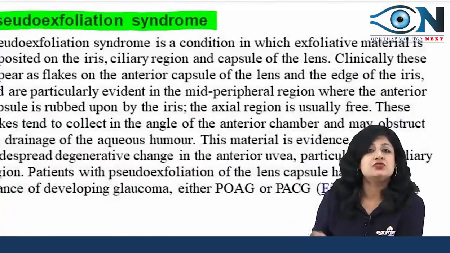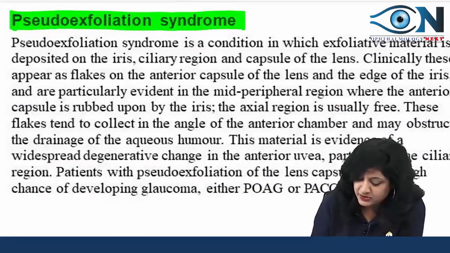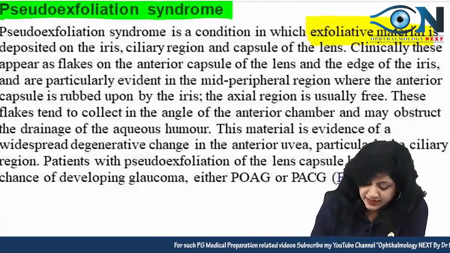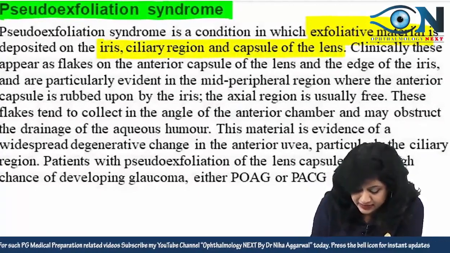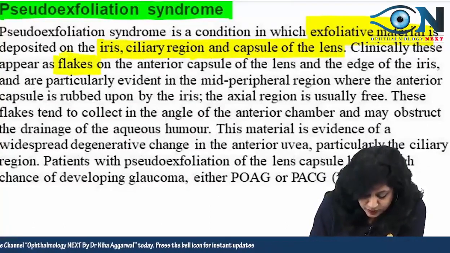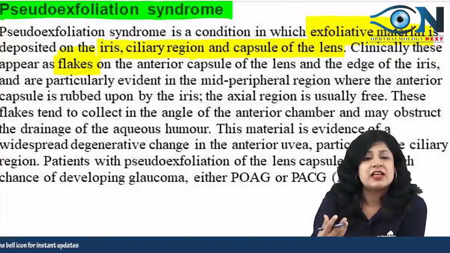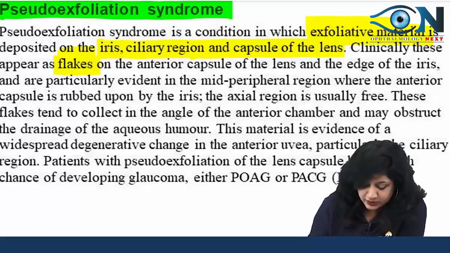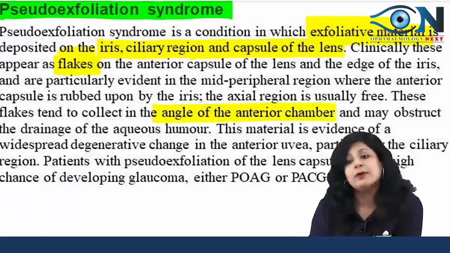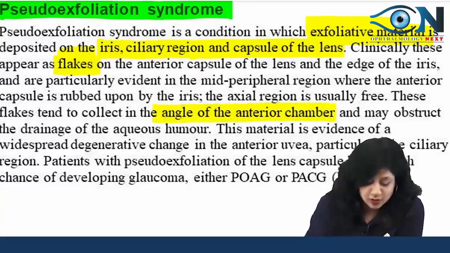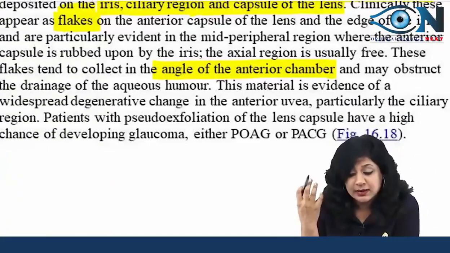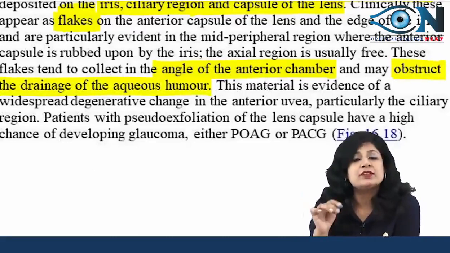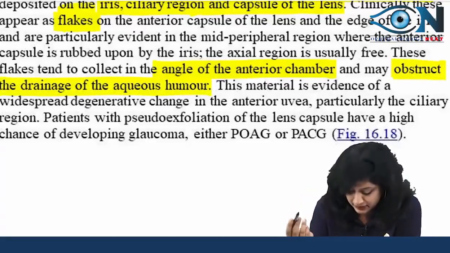Pseudo exfoliation syndrome, as the name indicates, here you are having the pseudo exfoliative material. So, this exfoliative material is deposited in the anterior segment, be it the iris, the ciliary region, the lens capsule. They are just like flakes, and that is why it is called exfoliative. Particularly, it is also collecting in the angle of the anterior chamber, in the trabecular meshwork. They are blocking the trabecular spaces, and they are actually decreasing the aqueous outflow. That is why pseudo exfoliation syndrome will again be considered a secondary open angle glaucoma.